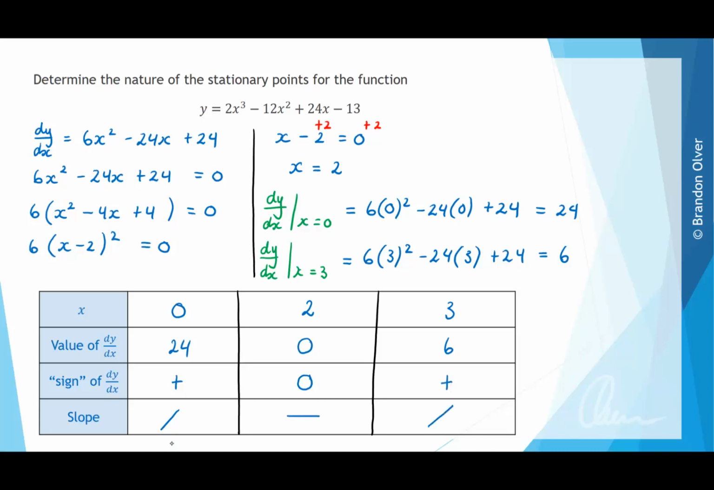So if we inspect the slope diagram, it goes positive, 0, positive, which means that at x equals 2, we have a stationary point of inflection.